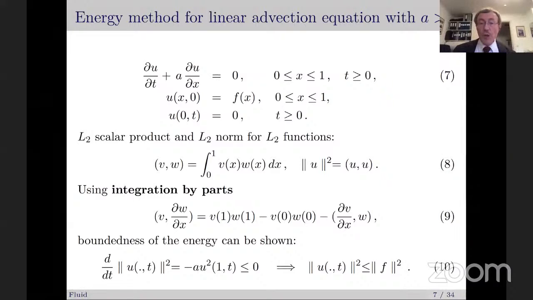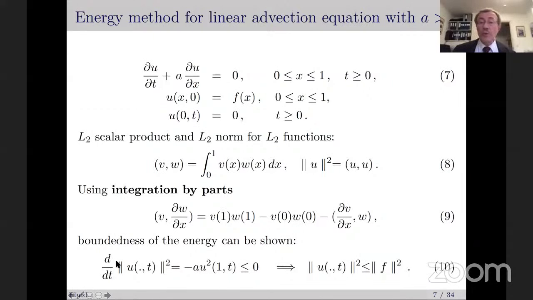If we use this property, and also the product rule, to replace the time derivative by minus a du/dx, and use integration by parts and the boundary condition, we arrive at the time change of this norm squared, which is a measure of the energy, equal to minus a u squared at the right boundary. And a is positive, so this term is negative.